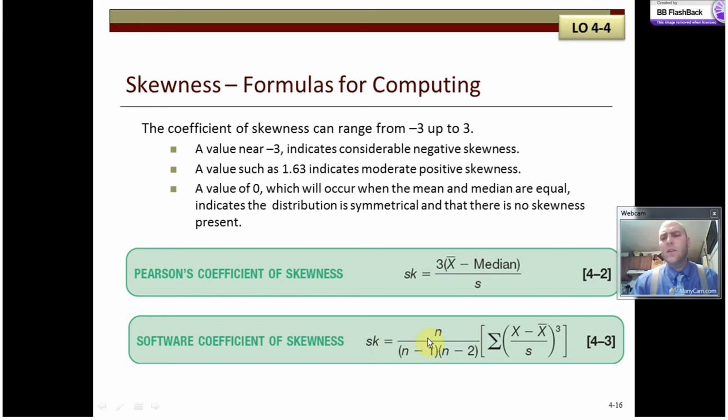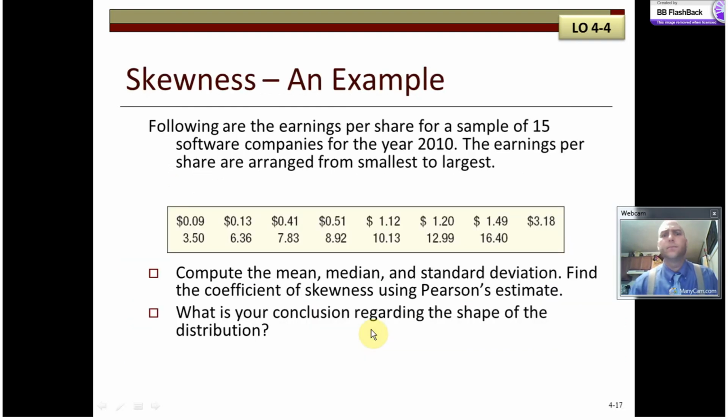Tougher to see using this software: 1. Practical utility: Pearson 1, software 0. All right, so now we've got some more data. The following are the earnings per share of a sample of 15 software companies. So we have a sample here, and they're arranged from least to greatest.